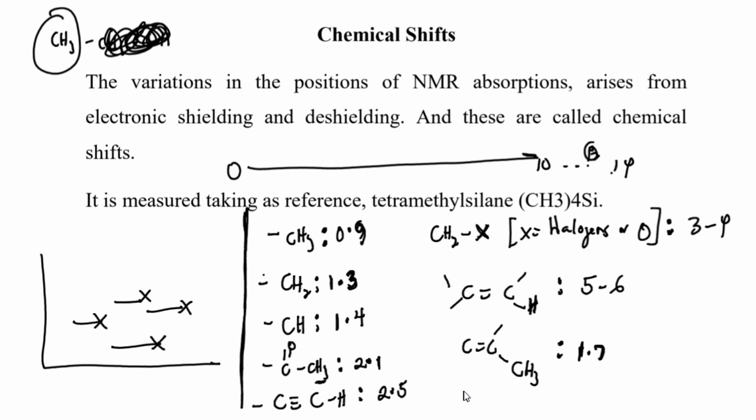So now when we have benzene, let's say we have a benzene ring having all hydrogen. Let's say it's hydrogen, hydrogen, hydrogen, hydrogen. So this is usually around 7.2. The hydrogens here, that is the protons here, are usually around 7.2.